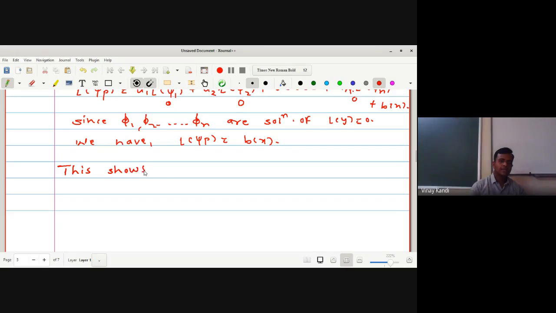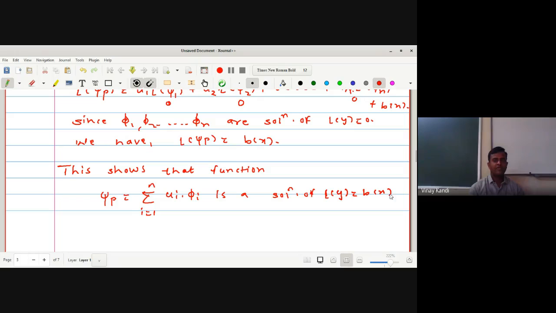This shows that the function psi p is equal to summation I running from 1 to n, ui into phi I is a solution of L of y is equal to b of x. OK, any doubt up to here?